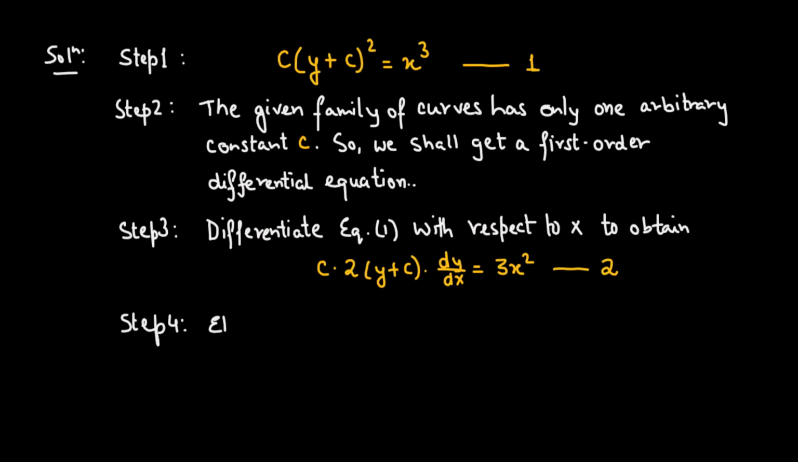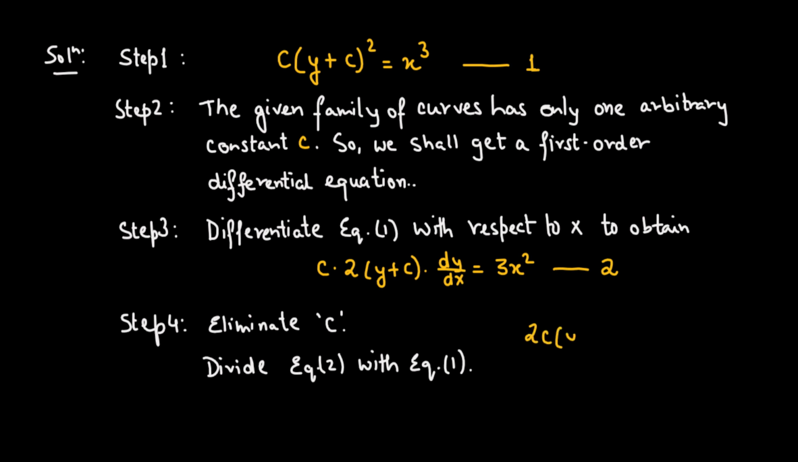Step number 4, we need to eliminate c. For this, we are going to divide equation number 2 by equation number 1. So we have 2c times (y plus c) times dy over dx divided by c times (y plus c) whole squared equals 3x squared divided by x cubed. The c in the numerator and denominator gets factored out, so does y plus c. We also factor out x squared from the numerator and denominator of the right hand side.